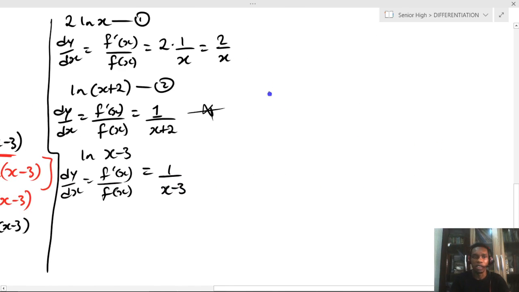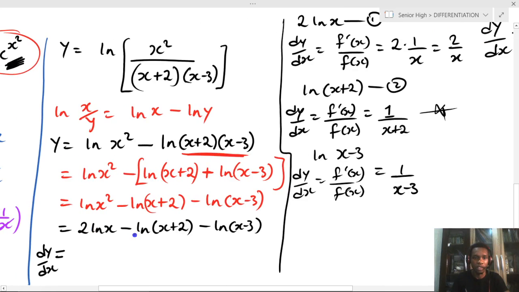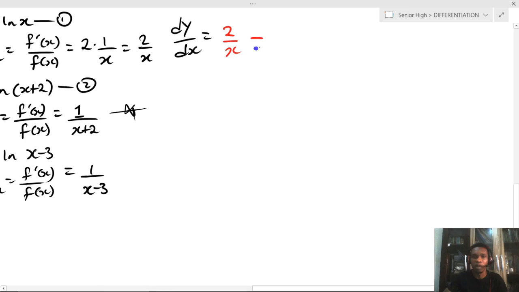Now in essence, we can set our main dy dx, bringing in all these functions, to be equal to 2 over x minus, because we have a minus here, 1 over x plus 2, and minus 1 over x minus 3. And we can stop here. So this is the final answer. We can take more questions if you want to, but we'll stop here, then I'll give you the rest as an assignment.